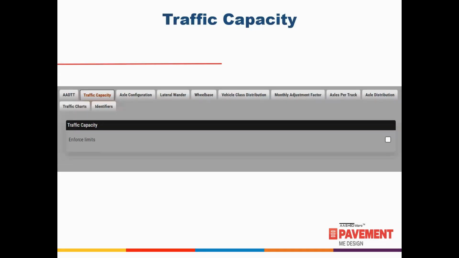The next tab is traffic capacity, and for most people, this is going to be the least important feature here as far as traffic goes. And it's simply putting a limit on the number of trucks that are physically able at a certain operating speed to exist within a lane, I think, on an hourly basis.